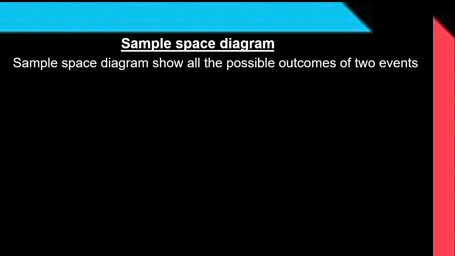Okay, so a sample space diagram displays all the possible outcomes of 2 events, and we usually use this when we have more than 2 outcomes per event. So for example, the coins, they only had 2 each.